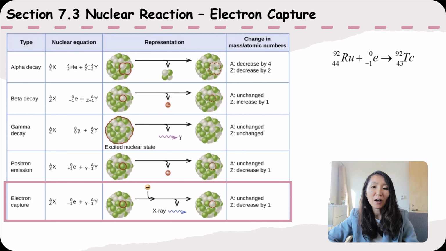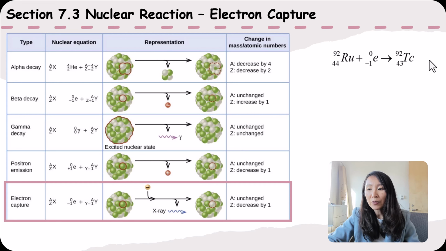In this video, we'll cover nuclear reaction and we will be focusing on electron capture. Nuclear reaction occurs when there is an unstable nucleus within an atom. The unstable nucleus will try to achieve stability by going through a nuclear reaction. Here are all the series of nuclear reactions, but our focus again is going to be on electron capture.